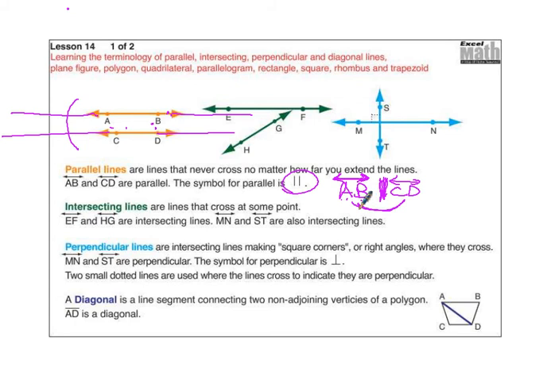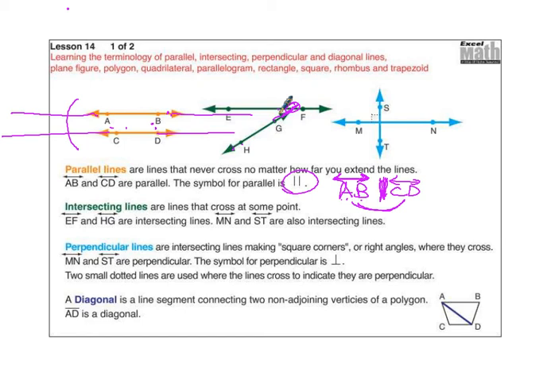All right, intersecting lines are lines that are not parallel. Anything that would cross at any point in time are called intersecting lines. So EF and HG are intersecting because if this HG line continued a little bit further, you can see it would cross line EF right there. So those lines are called intersecting lines.